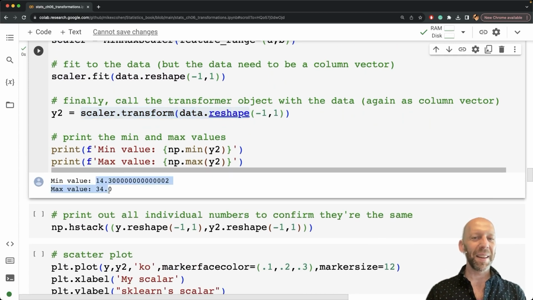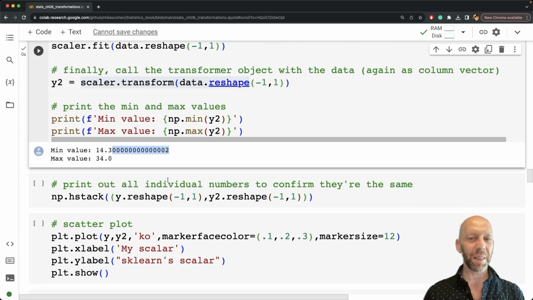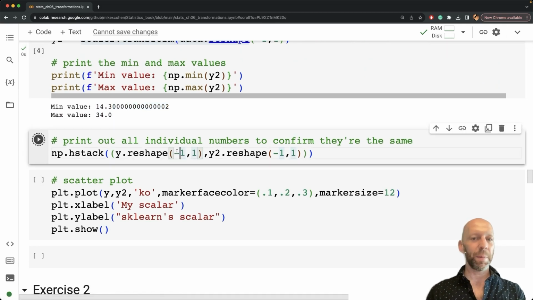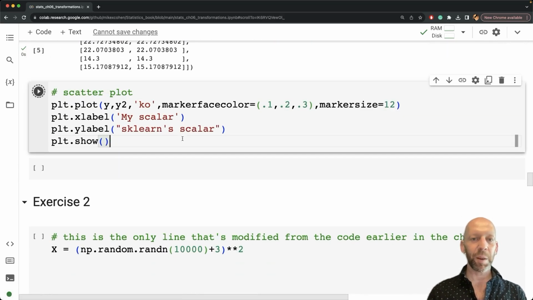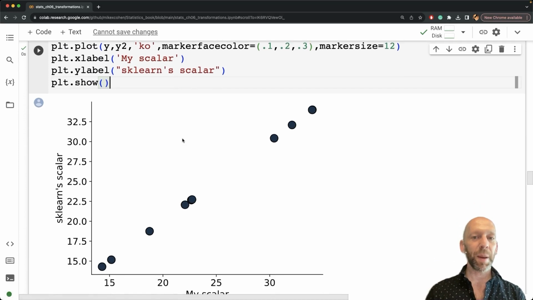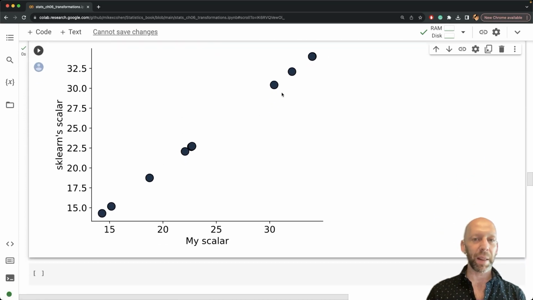Okay, so here we get pretty accurate results. You can see there's some ludicrously tiny rounding error over here, which doesn't really matter. Here, I'm confirming that the result of my function and the sklearn function is the same. So here I'm just printing out all the data values next to each other. And here is a scatter plot, which provides some geometric intuition that we are getting the same results.